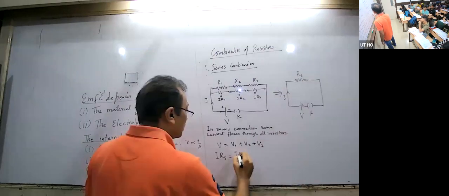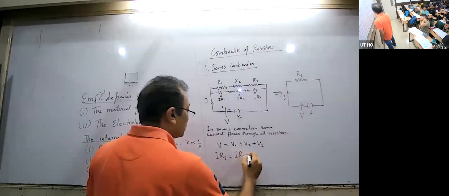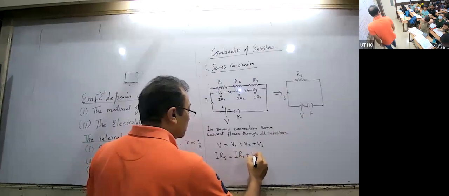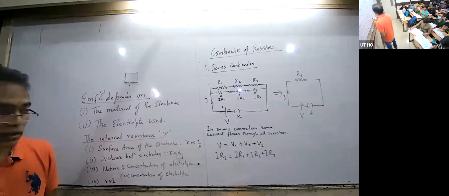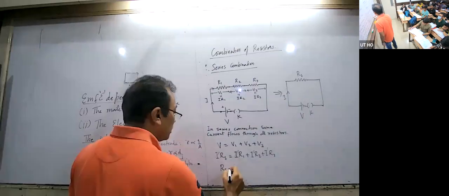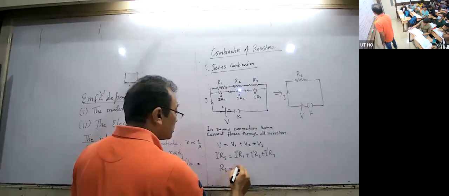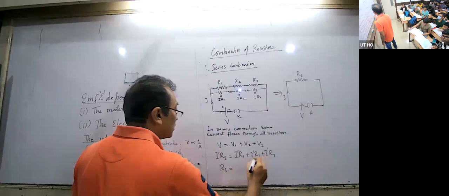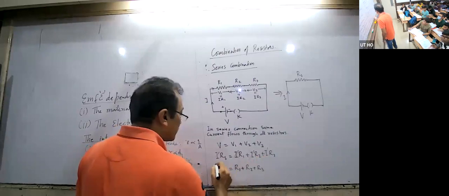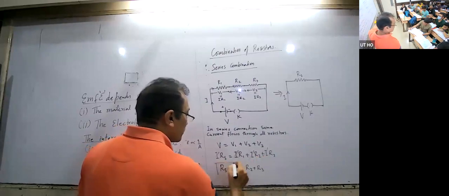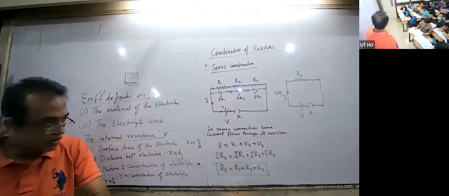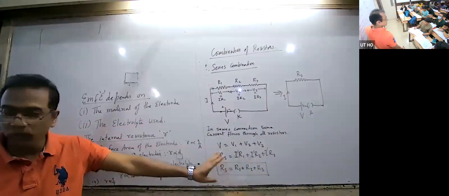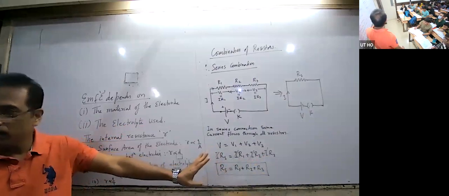So IRS equals IR1 plus IR2 plus IR3. Okay, so I gets cancelled. So we get the equivalent resistance in series combination is just the sum of resistances. And this is true for any number of resistances. Let's say there were n resistances. You just have to add them to arrive at an equivalent resistance of the series combination.